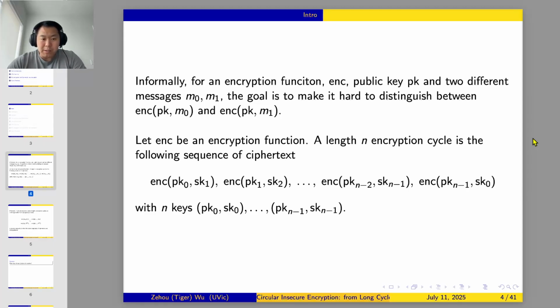And an encryption cycle, a length n encryption cycle, involves using n keys pk0, sk0, all the way up to pk(n-1), sk(n-1), and creating a sequence of ciphertexts where sk1 is encrypted under pk0, and so on and so on. So each public key encrypts the next secret key. And eventually you get to sk0 encrypted under pk(n-1).